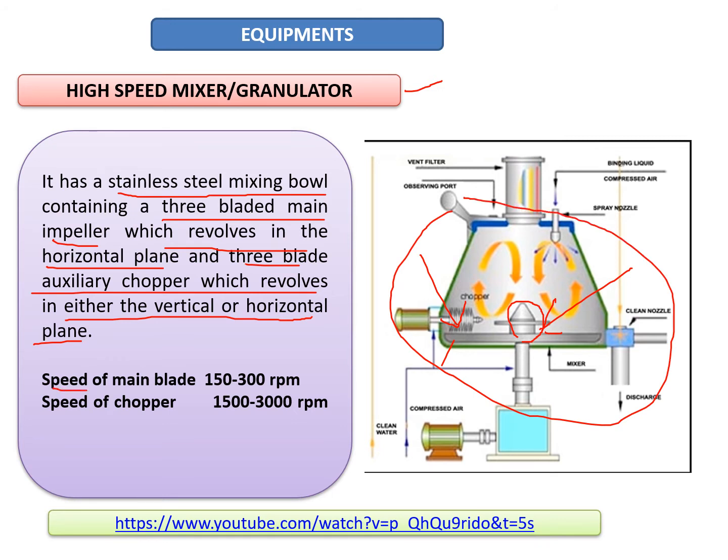Speed of the main blade is 150 to 300 RPM and speed of the chopper is 1500 to 3000 RPM. So you can see the chopper is rotating at a very high speed. There is a YouTube link where you can watch a video of a high speed mixer granulator.